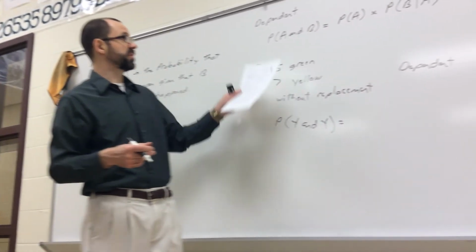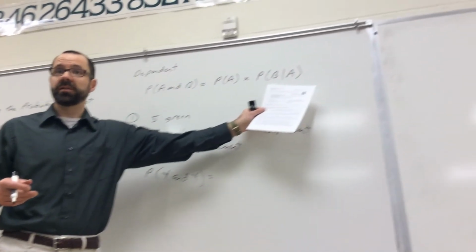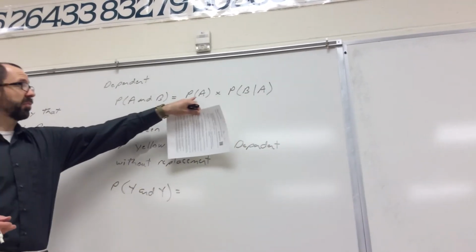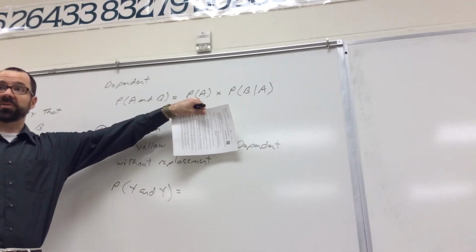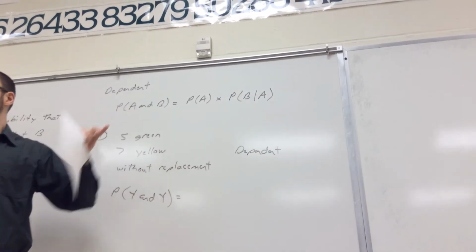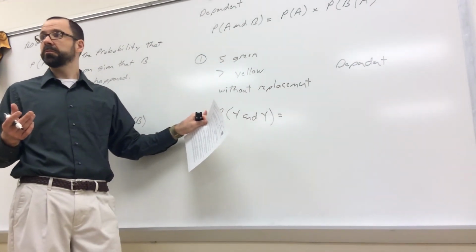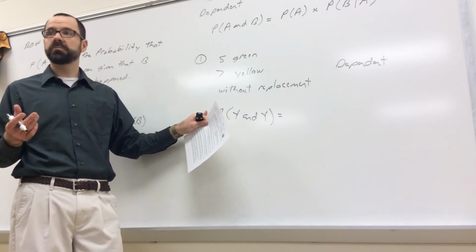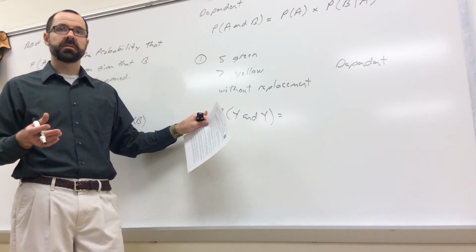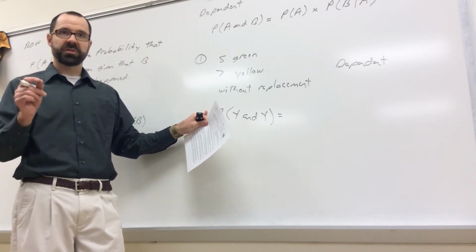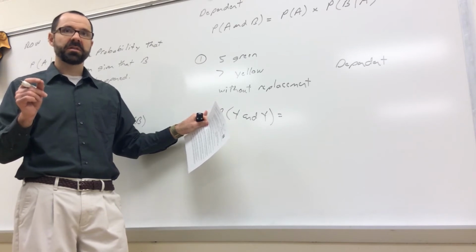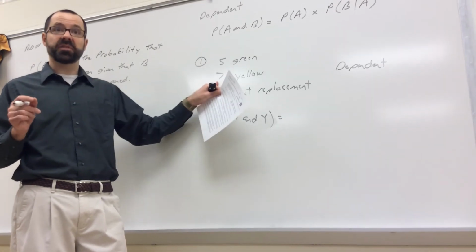Okay, so since they're dependent, we're following this formula. So we've got to find the probability of getting a yellow the first time. So what is the probability of getting a yellow the first time? Yeah. 1 in 12. Close. Oh, it's 7 in 12, right? Because there's 7 different yellows.